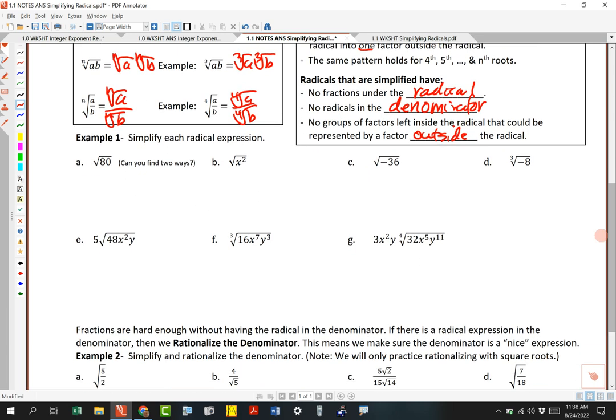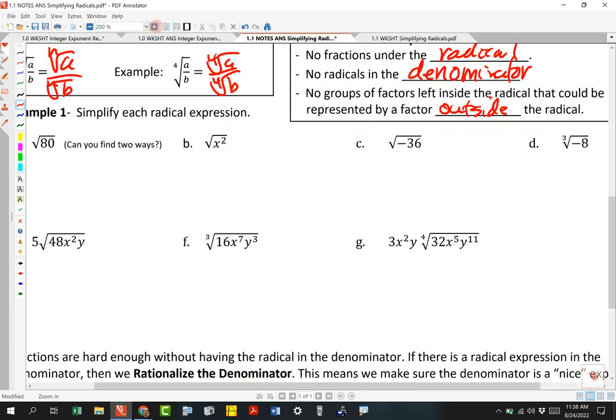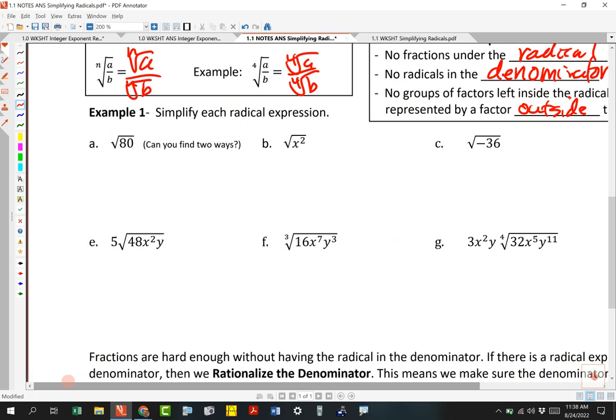All right, I'm going to make this a little bit bigger because it makes it easier for me to write and for you to read. So we want to simplify this one right here: the square root of 80. Now, if we were going to do this the long way, we might say, oh, I'm looking for factors. We might do some prime factorization. So I might do 8 times 10. If you do it a different way, that's fine. 2 times 4, 2 times 2, and this is 2 times 5.